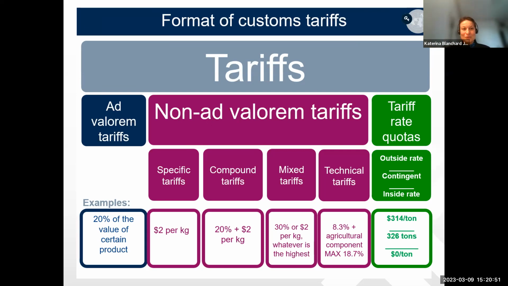Besides specific tariffs, we also have the compound tariffs. That will be the combination of both. We also can have mixed tariffs, expressed as a percentage or the specific tariff, whichever is the highest. And we can also have the technical tariffs. So please don't be surprised when you see different types of tariffs in our system.